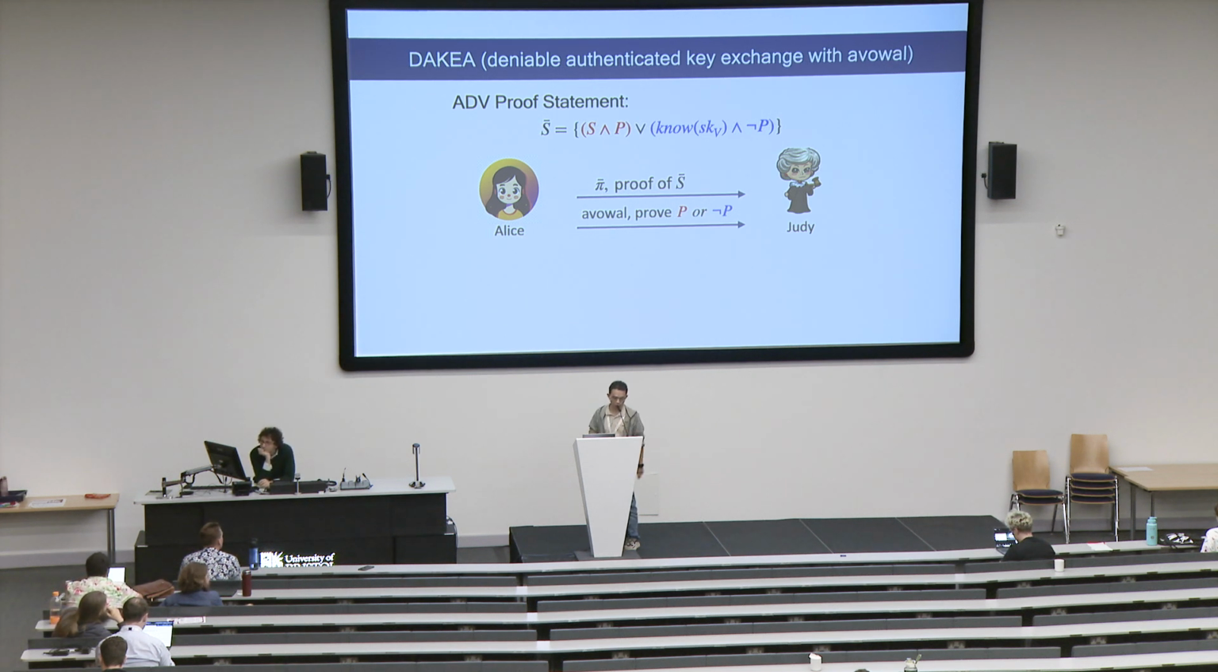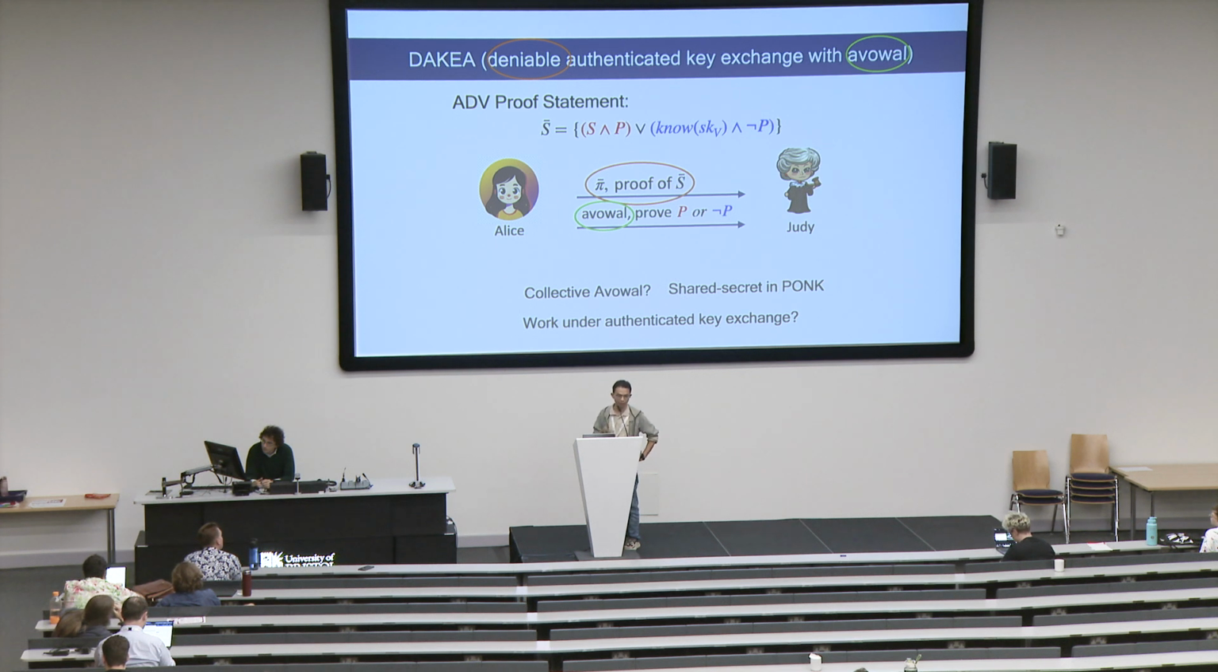So with the concrete construction of the ADV proofs, how can we get a deniable authenticated key exchange protocol out of it? First, let's recall that ADV proofs already give us deniability, and they already give us avowal as well. So what we need to do is enable Alice and Bob to collectively assent to avowing their message. Our way is to secret share the secret in the proof of non-knowledge. The final step is to make the ADV proof construction work in this secret-shared nature under the authenticated key exchange protocol. Due to the time limit, I'm not going to explain it here. If you're interested, please see our paper.